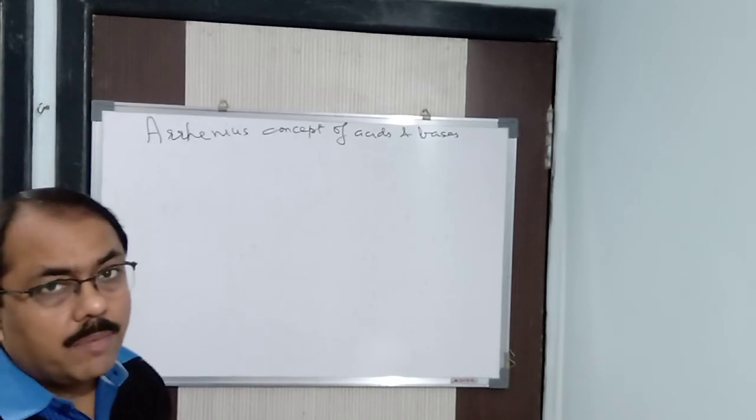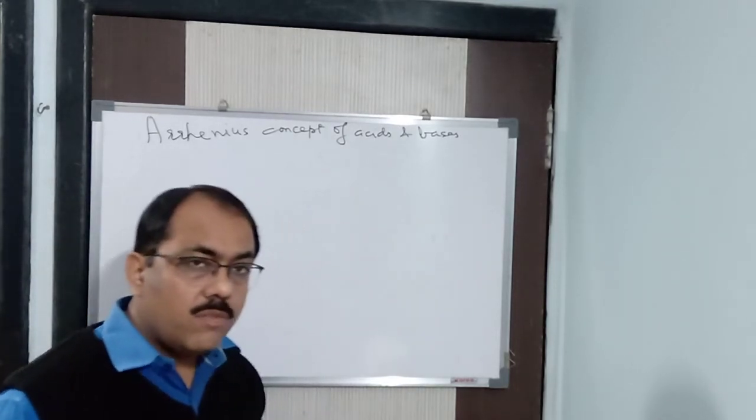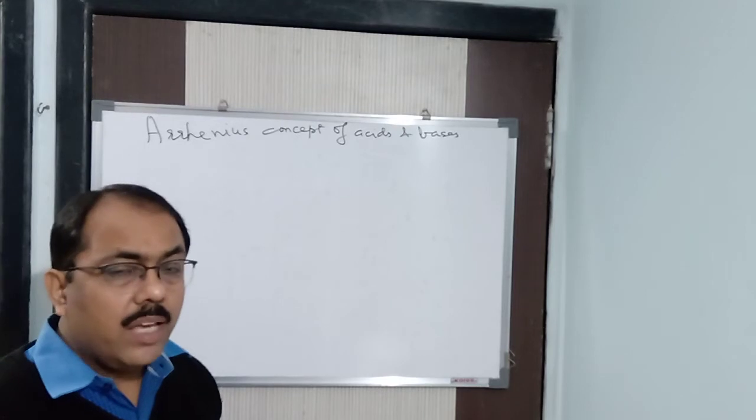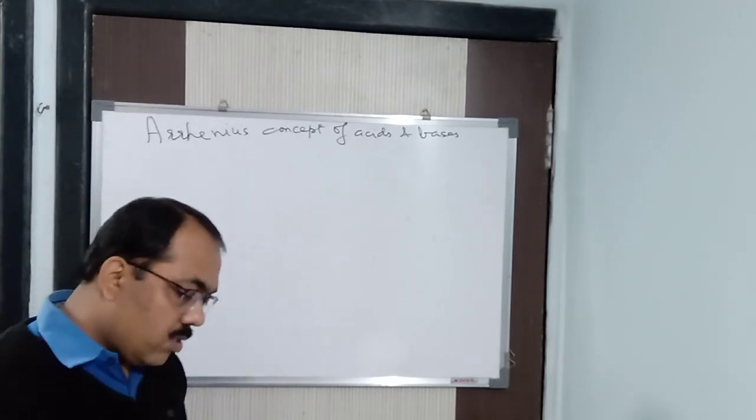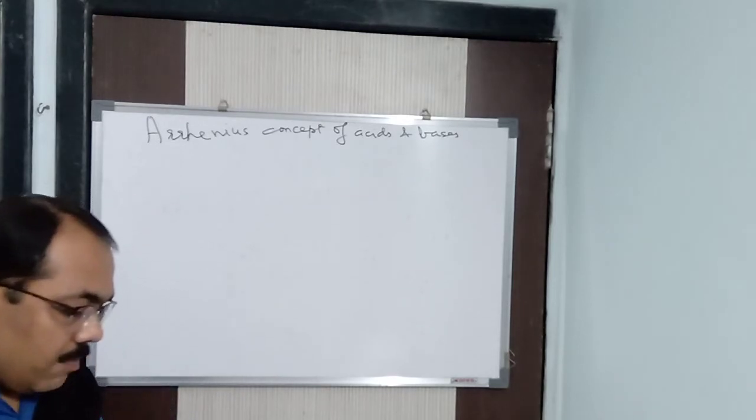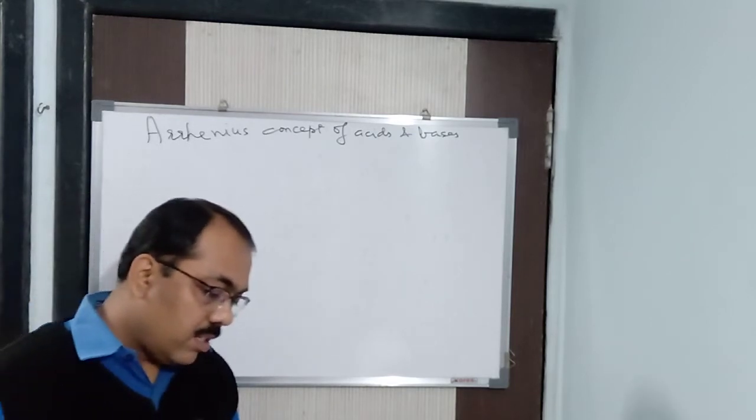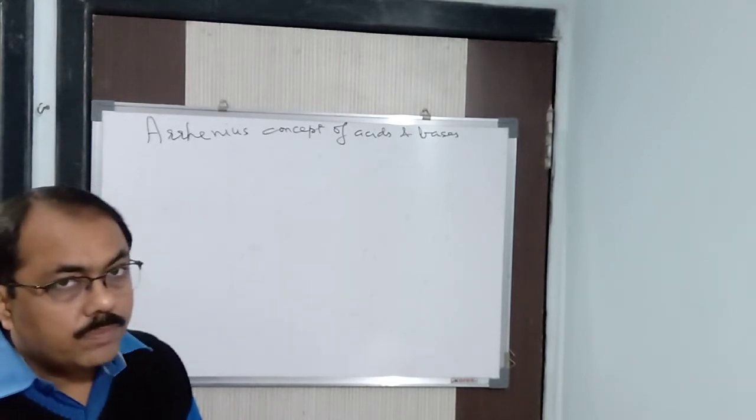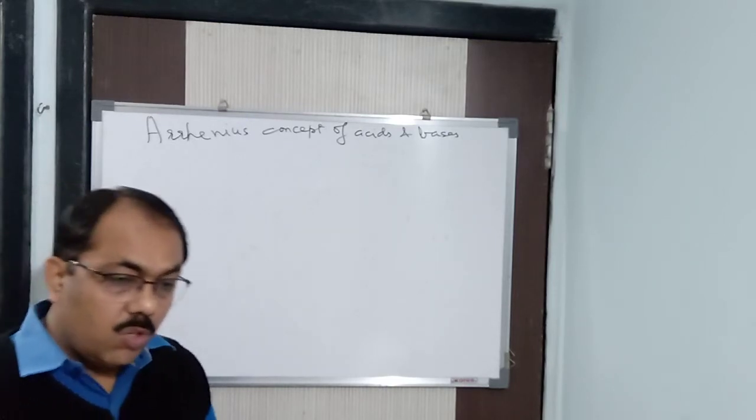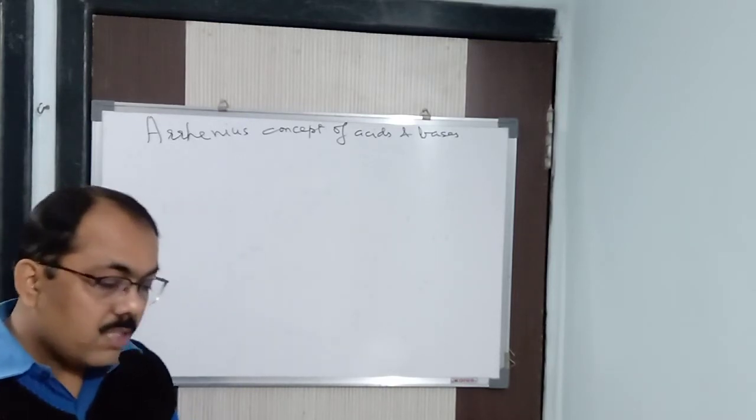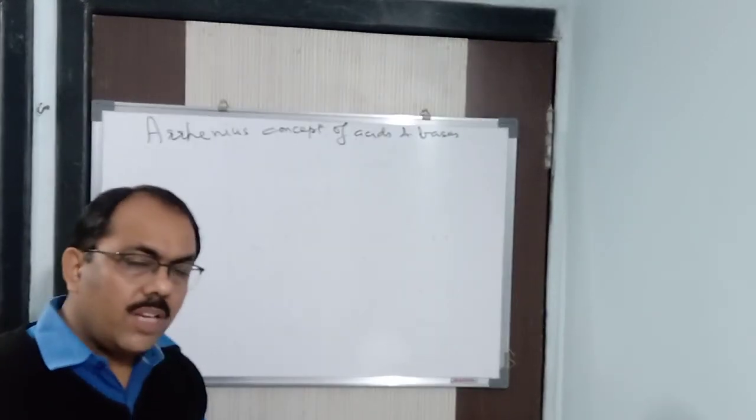Got it? But it was not explained by Arrhenius, because Arrhenius very clearly said that the substances which dissolve in water to give H plus and OH minus ions are considered to be acids and bases, and that too in large quantities. However, a number of substances like ammonia, sodium carbonate, calcium oxide are basic but do not contain any hydroxyl group. Similarly, there are a number of substances like CO2, SO2, SO3, etc. which are supposed to be acidic, but they do not contain any H plus ion. So these are the limitations of the Arrhenius concept.